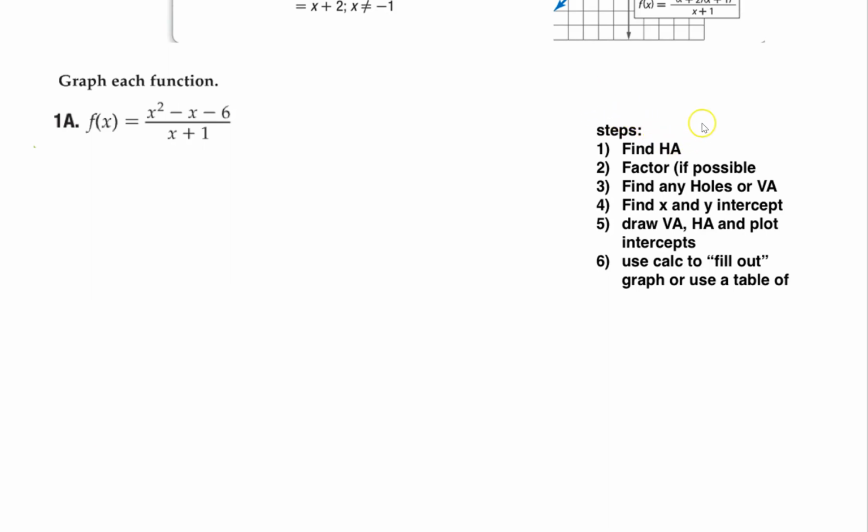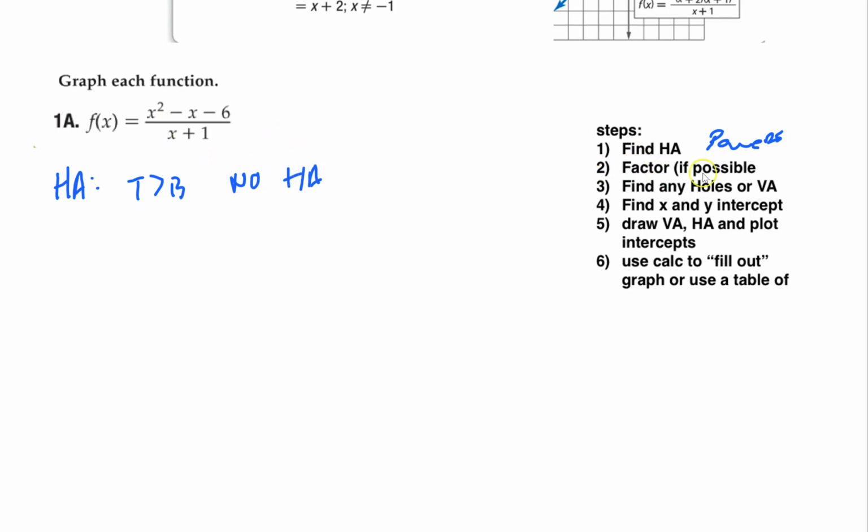So when we graph, these are the steps we're going to follow. First, step 1, let's find the horizontal asymptote. The easiest thing to do is look right here at the powers. In this case, the top power is bigger than the bottom power, and if you remember, that is none. So top power bigger than bottom power, we have no horizontal asymptote.